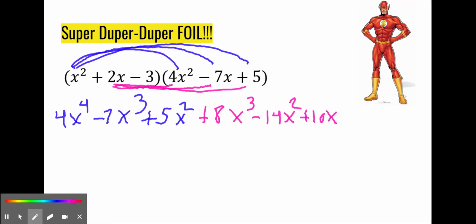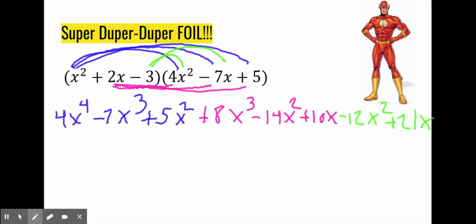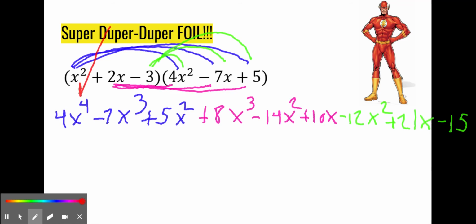All right, different color to kind of wrap this up. Now let's take the negative 3 times the 4x squared. So we're going to have a minus 12x squared. Negative 3 times a negative 7x to get a positive 21x. And then a negative 3 times a 5 to get a minus 15. That's a lot of multiplication. Now let's take a look at combining any of our like terms. So if I'm looking here, the only x to the fourth term is that 4x to the fourth.